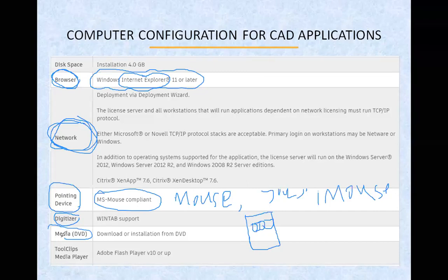And we need one media, a DVD media. Because AutoCAD can be downloaded, or when we are going to install AutoCAD software, now we have some direct online applications. But in the earlier days, we had AutoCAD in a CD and a DVD. So to install that, the computer must have a DVD drive.